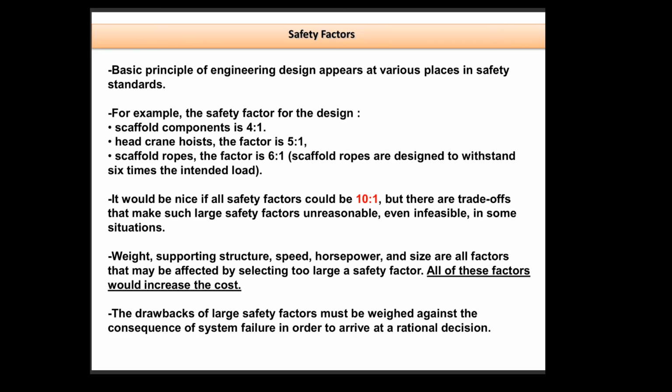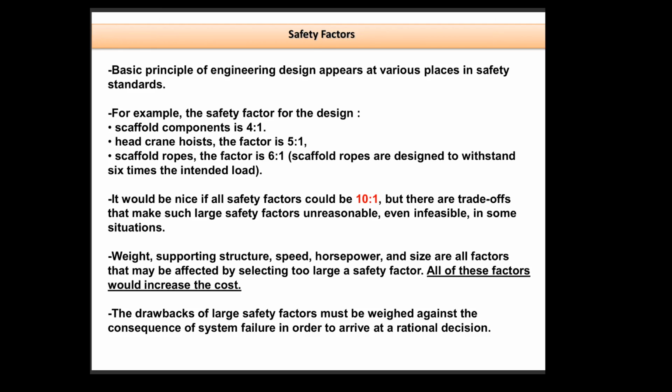Basic principles of engineering design appear at various places in safety standards. For example, the safety factor for the design of scaffold components is 4:1. For overhead crane hoists, the factor is 5:1. For scaffold ropes, the factor is 6:1, six times the intended load. It would be nice if all safety factors could be 10:1, but there are trade-offs that make such large safety factors unreasonable, even infeasible in some situations.